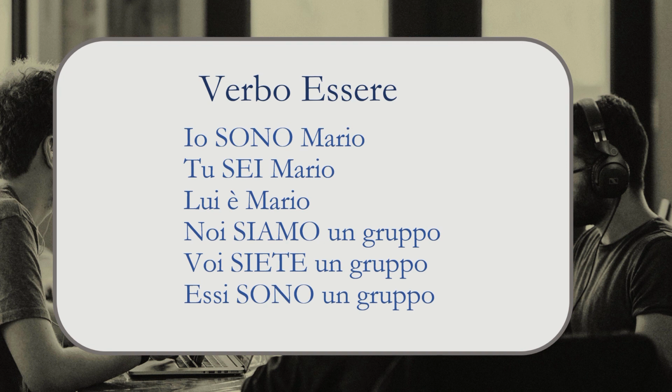You can say I am beautiful. Io sono bello. I am Maria. Io sono Maria. I am a student. Io sono uno studente. So far. So tu sei Mario. Tu sei studente. Tu sei bello. Lui è Mario. Lei è Jessica.